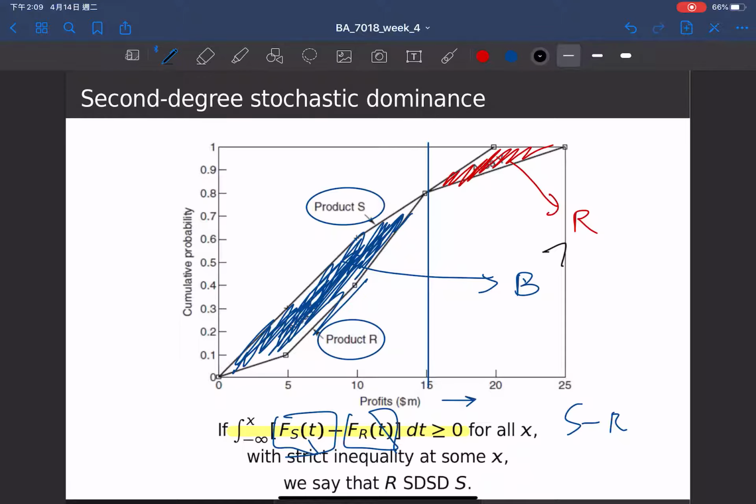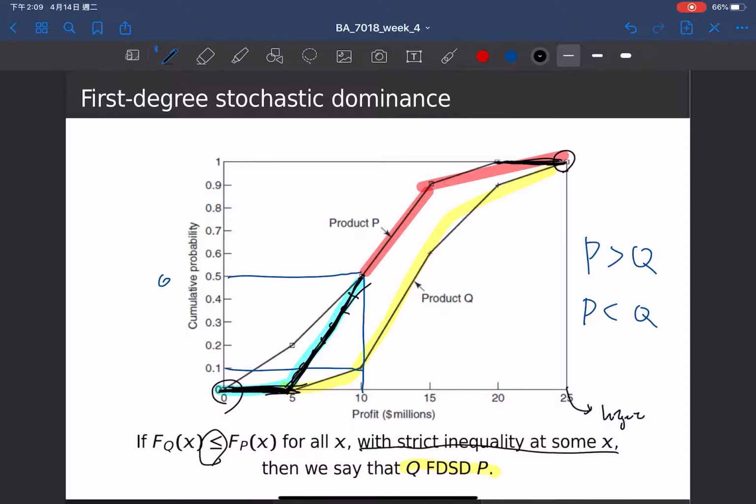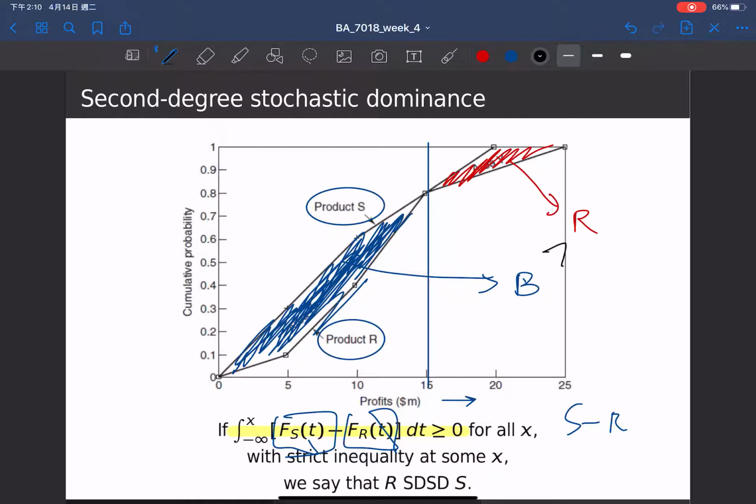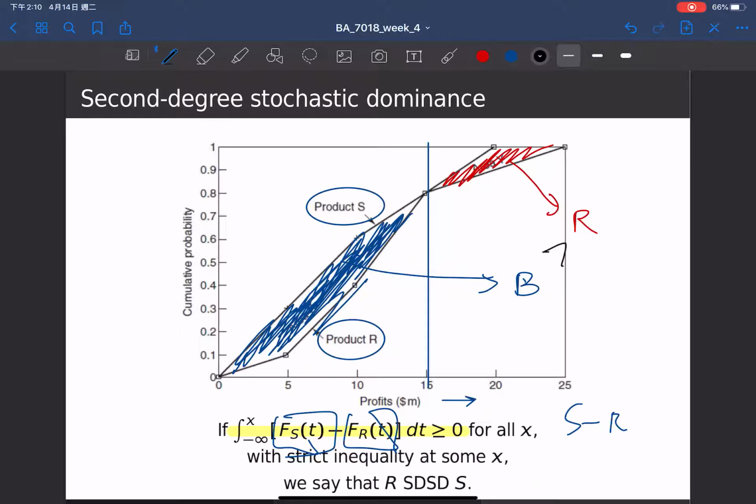And then remember in the previous example, we said that first degree stochastic dominance means we don't care about probability. We don't actually care about the risk because Q is much better than P. So no matter whom you're talking to, this decision maker should choose product Q. Here, to convince someone that product R is better than product S, you need something more than saying that R is always better than S, because that's not true, right? In some cases, R can be worse.